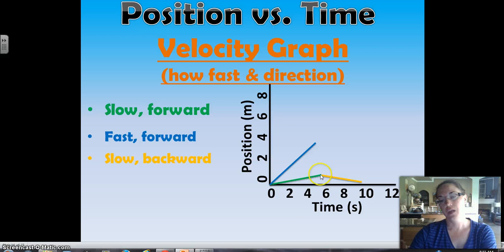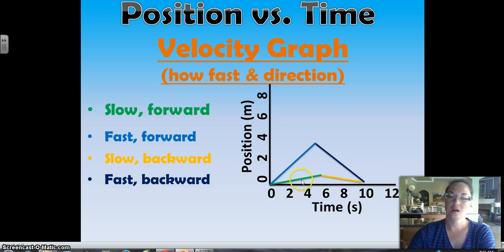Here, the object that was moving slowly away from the reference point simply turned around and started going back towards the reference point, going back towards the position that they started at. And they started going backward at a pretty slow pace because the slope of the line is relatively shallow.